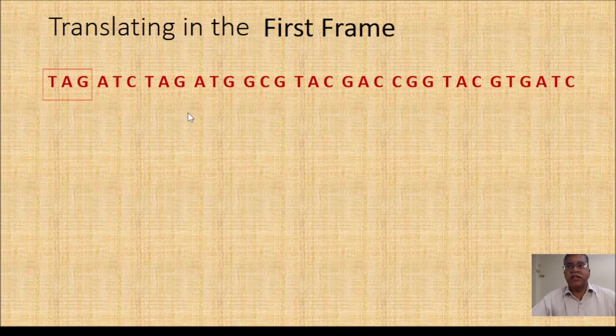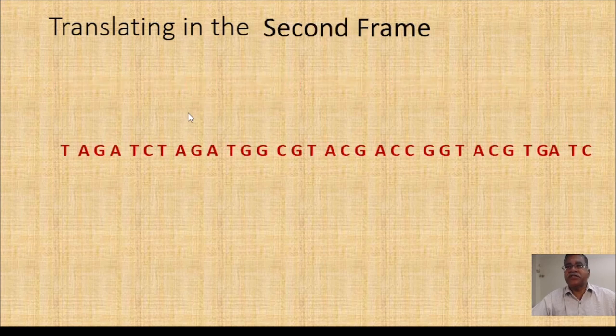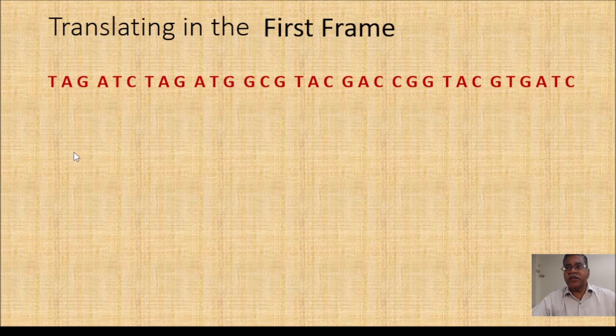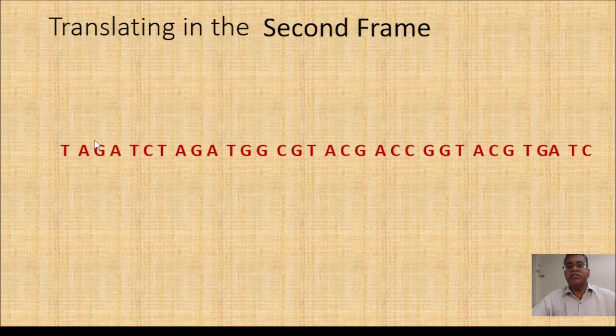So you see that TAG translates to whatever, ATC, TAG, ATG, etc. Now what you can also have is translation in the second frame, where it's the same sequence as before, right? It's just that you kind of ignore the first nucleotide, and then you've got your codons established this way. And that's how the translation takes place, okay?